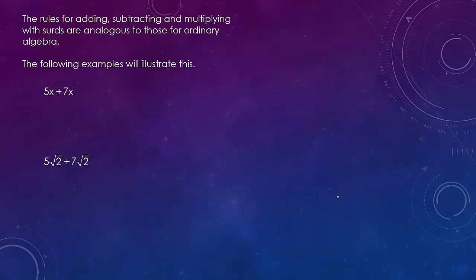So we're going to start with 5x plus 7x. Now this is something you should know how to do. If you have 5 x's and then 7 more x's, altogether you have 12 x's. So if I have 5 lots of root 2 and then 7 lots of root 2, altogether I have 12 lots of root 2.